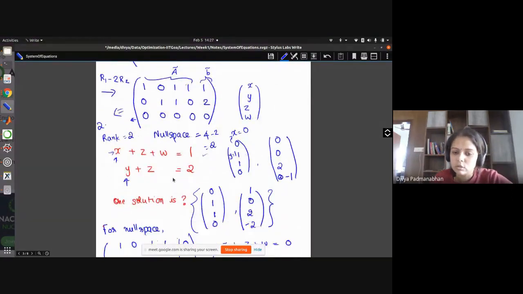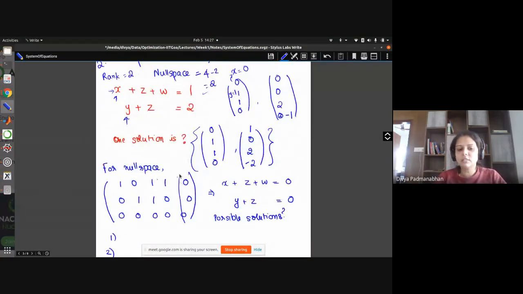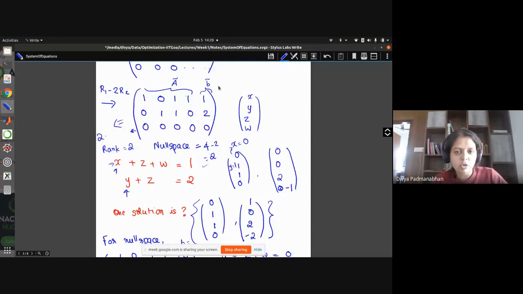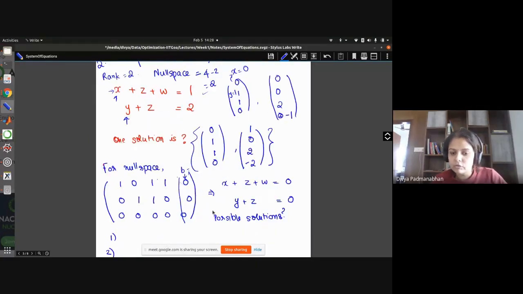Similar operations apply if you want to get the null space, where you take B to be the 0 vector. These operations are always going to give you a last part that is 0 itself. So the only thing that changes is this A. So actually you will get back the same thing, without this B, without the last column. And then you can read off the solutions for the null space. It's the same thing you did earlier, but you substitute x plus z plus w is 0 and y plus z is 0.